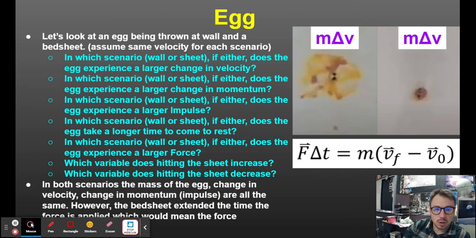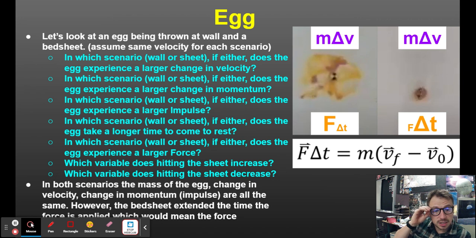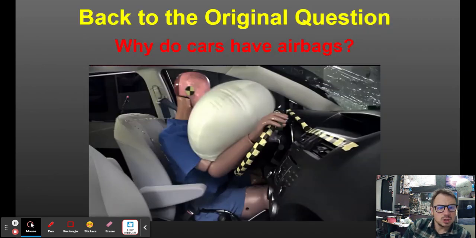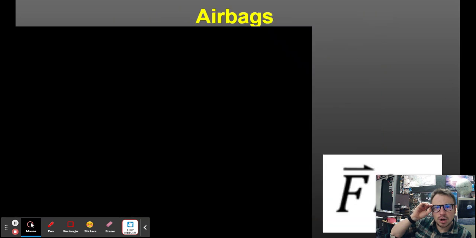So if you look at this, the mass is the same because we'll just say it's the same egg. The change of velocity is going to be the same because it's coming to rest. Notice that when it's hitting the wall, it takes a very short time to come to rest, so it's going to experience a very large force. Now notice when it's hitting the bed sheet, it's going to take a longer time to come to rest. So it's applying that force over a longer period of time, so that force experienced is going to be low. So let's take a look at this and ask, why do cars have airbags?